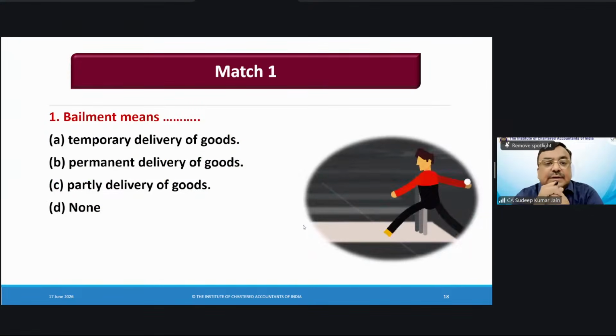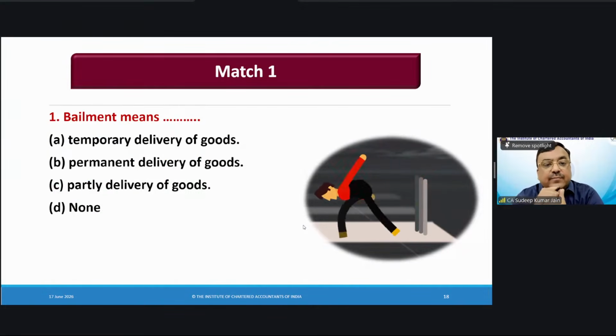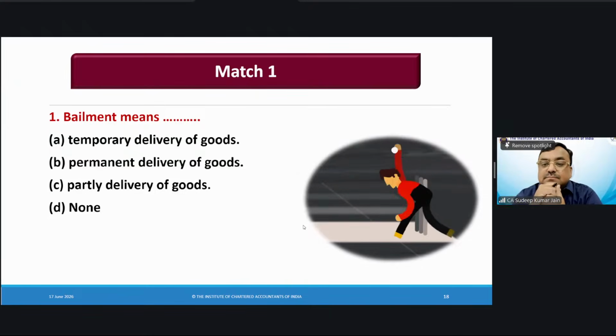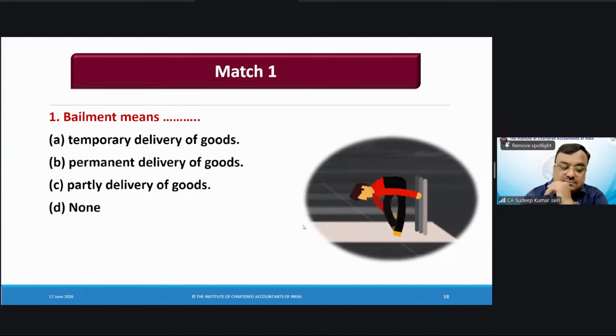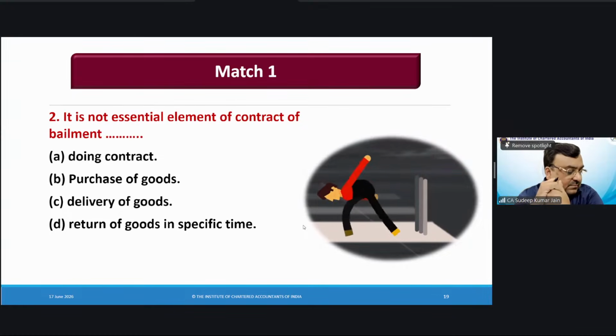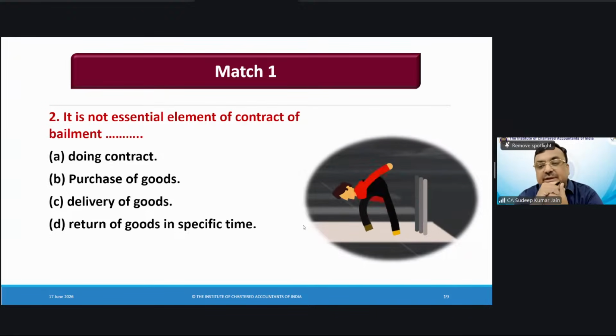Bailment means temporary delivery of goods, permanent delivery of goods, partly delivery of goods, none. It is not an essential element of a contract of bailment: doing contract, purchase of goods, delivery of goods, return of goods in a specific time.